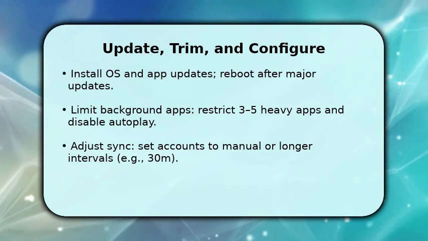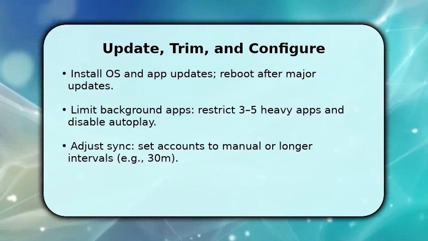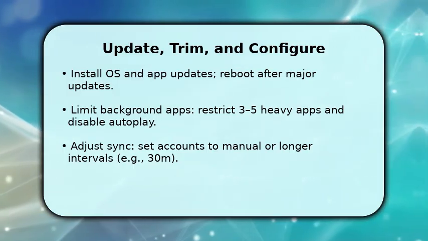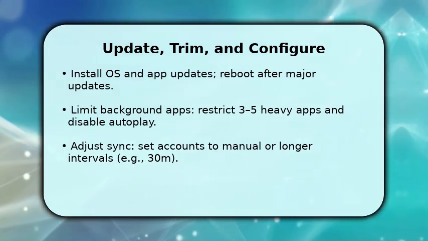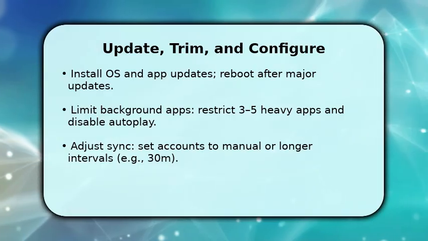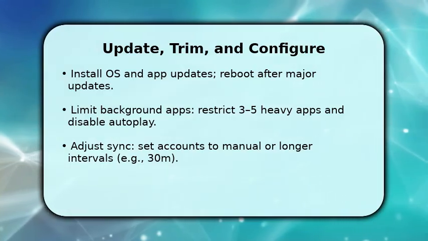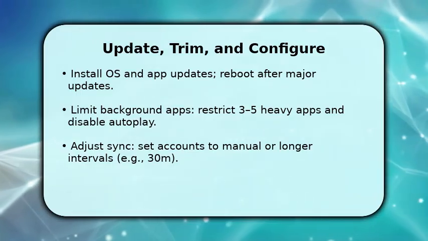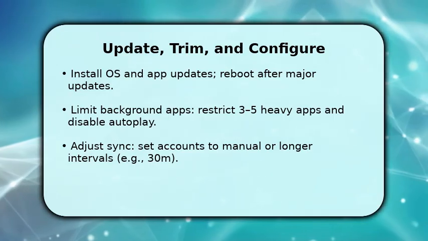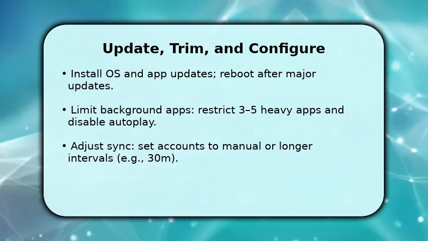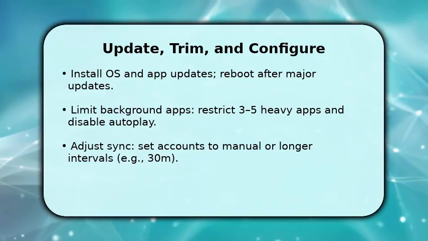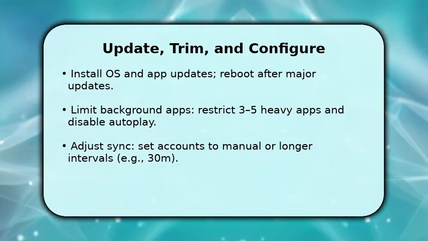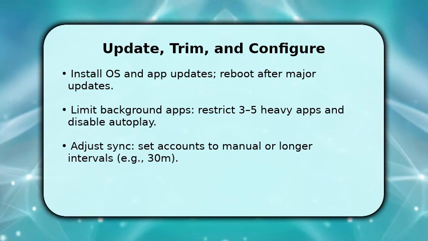You now update the operating system and all apps. Installing updates often patches slowdowns and security issues, so reboot afterwards to clear memory. Once restarted, trim background activity by restricting 3 to 5 heavy apps and turning off autoplay for video or media. This reduces CPU and network drain. Also, change account sync to manual or longer intervals, like 30 minutes, to cut constant wake-ups. Together, these steps reduce thermal throttling and extend responsive performance without sacrificing necessary functionality.